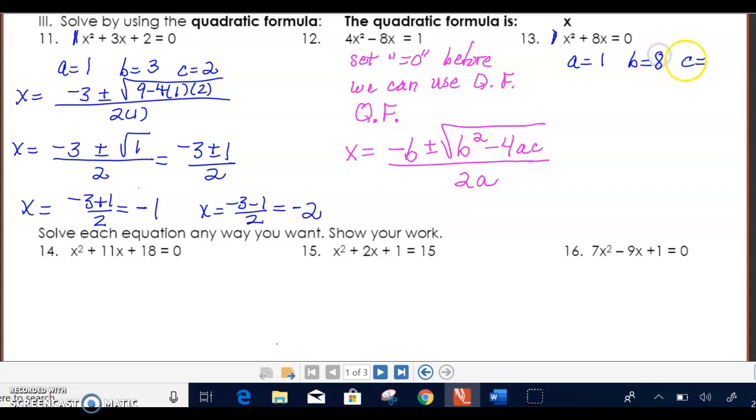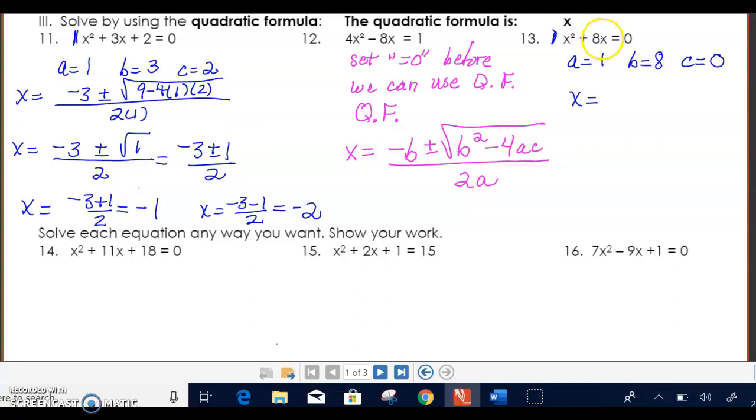And notice this problem does not have the C. Like this had a 2, this problem does not have C, so it's going to be 0. So when you go to plug in your values in your quadratic formula, you're going to plug a 0 in place for C.